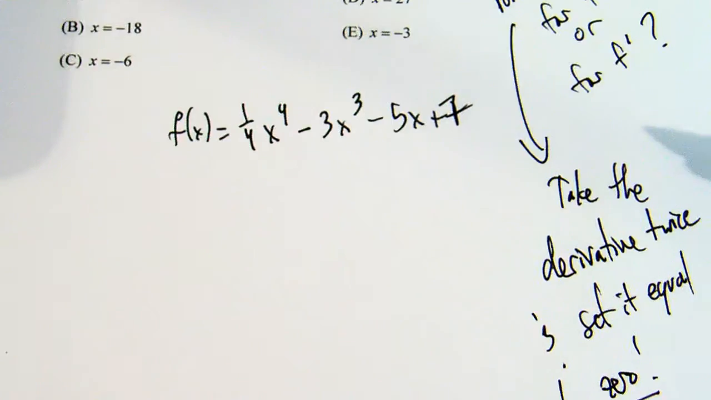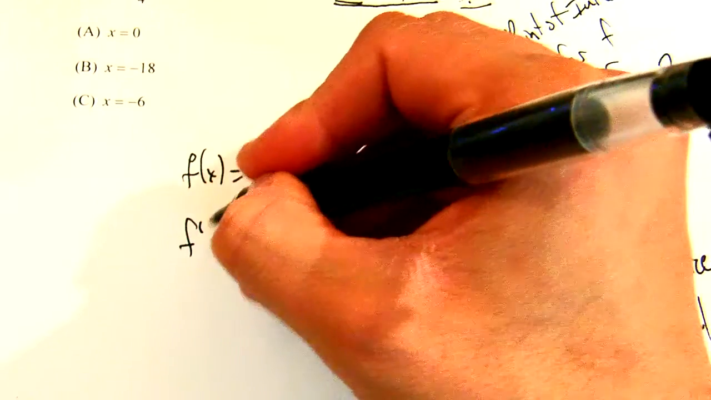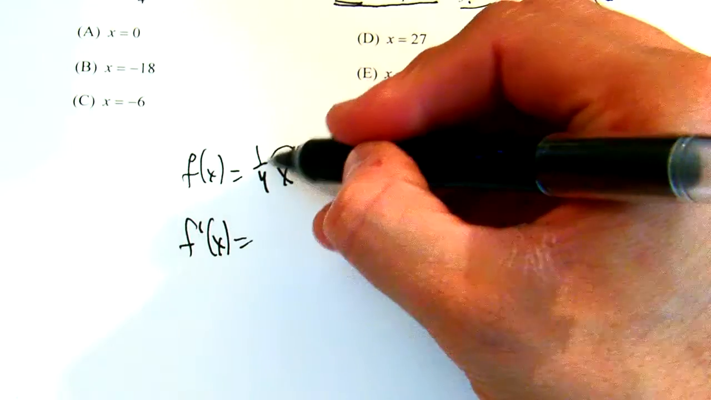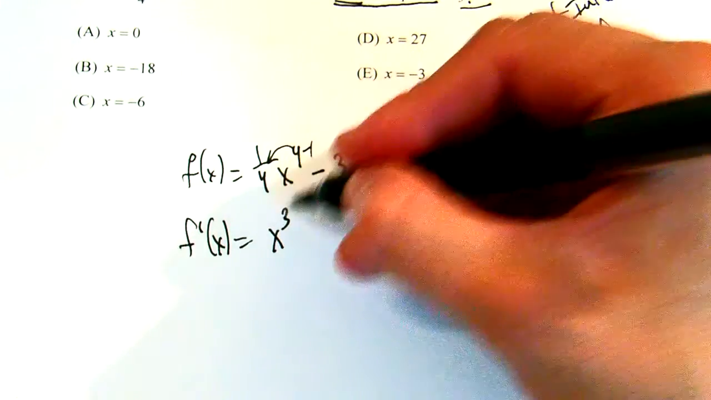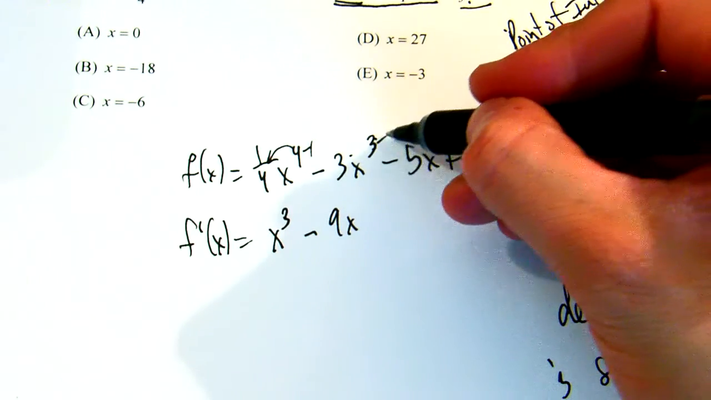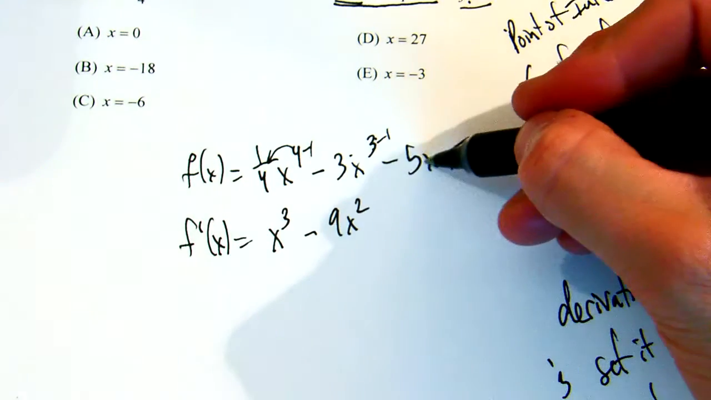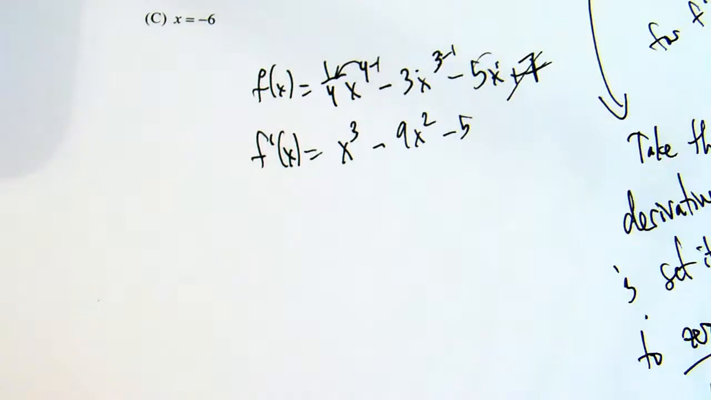So first, we're going to take this derivative. Let's find f prime here, maybe to fully understand this. 4 times 1/4 is 1, so we end up with x cubed, because 4 minus 1 is 3. Minus 3 times 3 is 9, 3 minus 1 is 2. And then this is just minus 5, and that's 0. So this is f prime here.